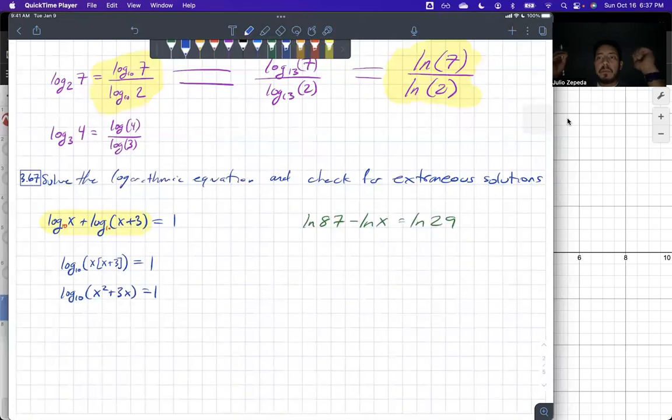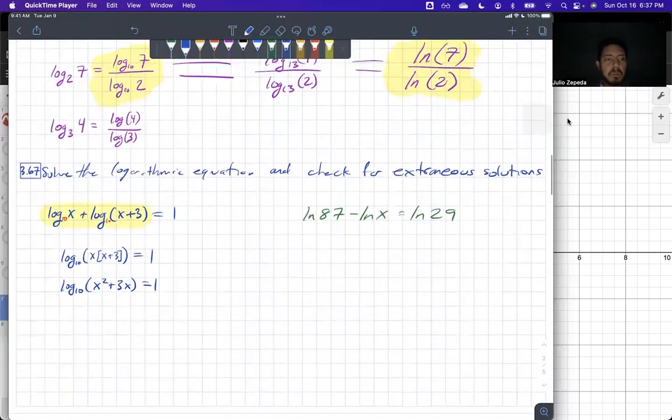And then we have a logarithmic equation with just a single logarithm and then a number on the other side. So we can rewrite this logarithmic equation in exponential form. Remember that from the first page, the first thing we talked about? That would be now the base of the logarithm raised to the other side equals the argument.